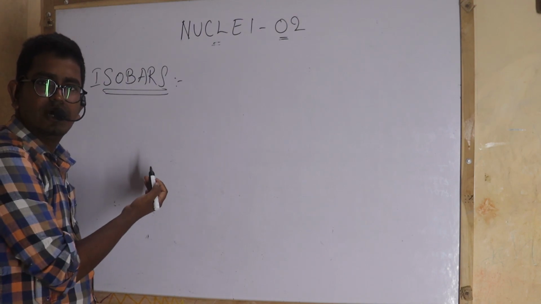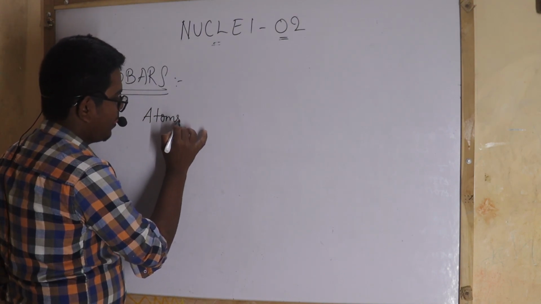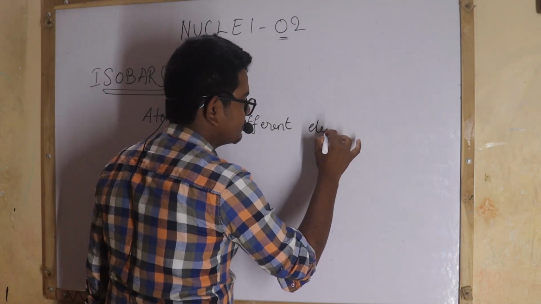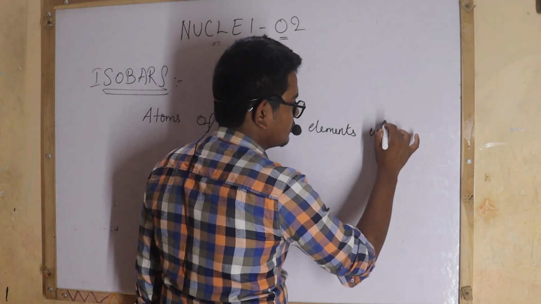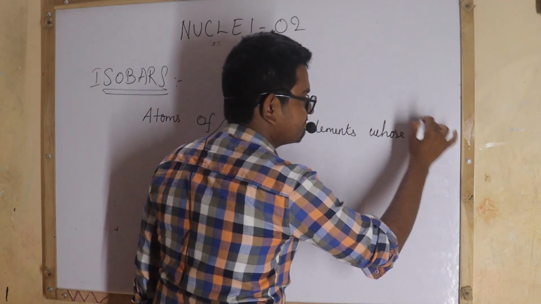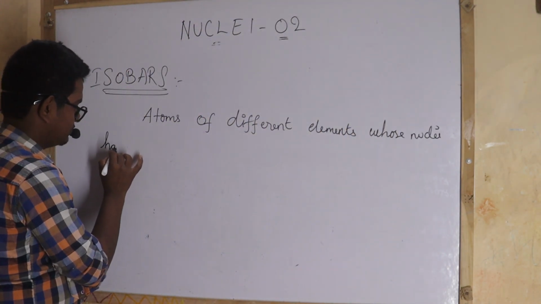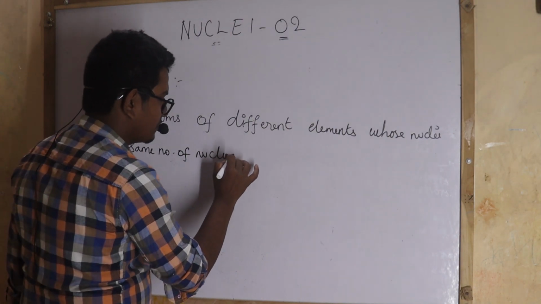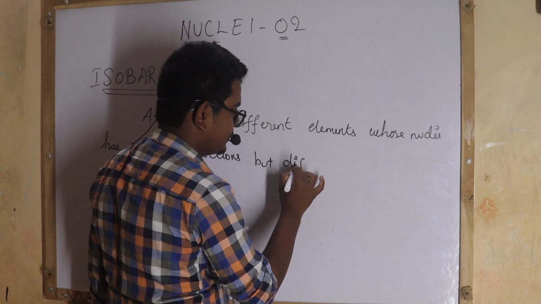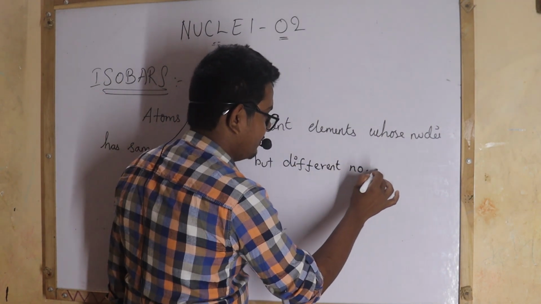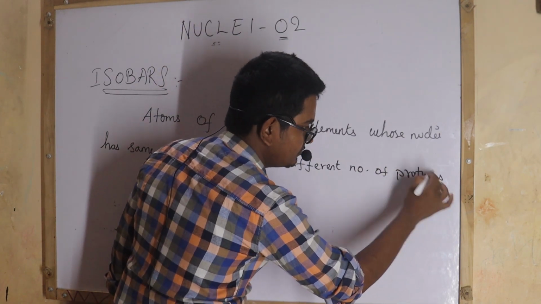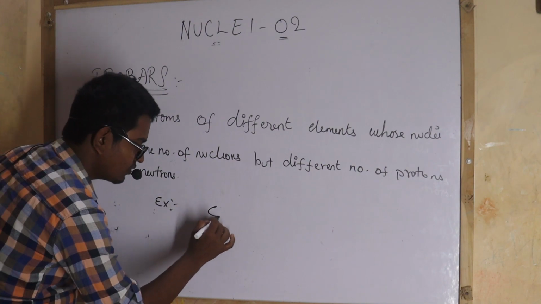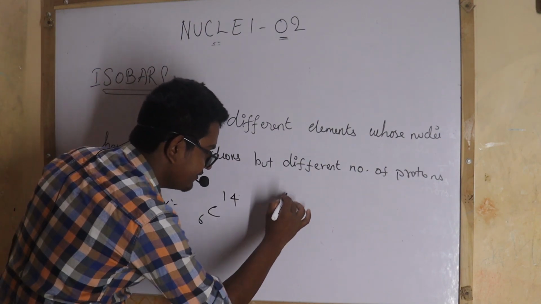So the definition for the isobars is: atoms of different elements whose nuclei have the same number of nucleons but different number of protons and neutrons. Example, you can see carbon-14 and nitrogen-14.